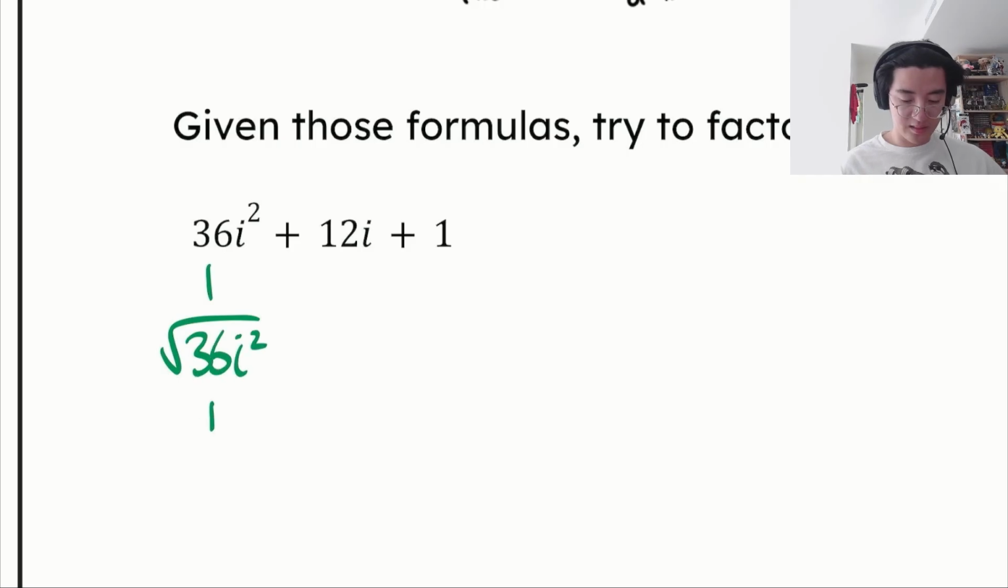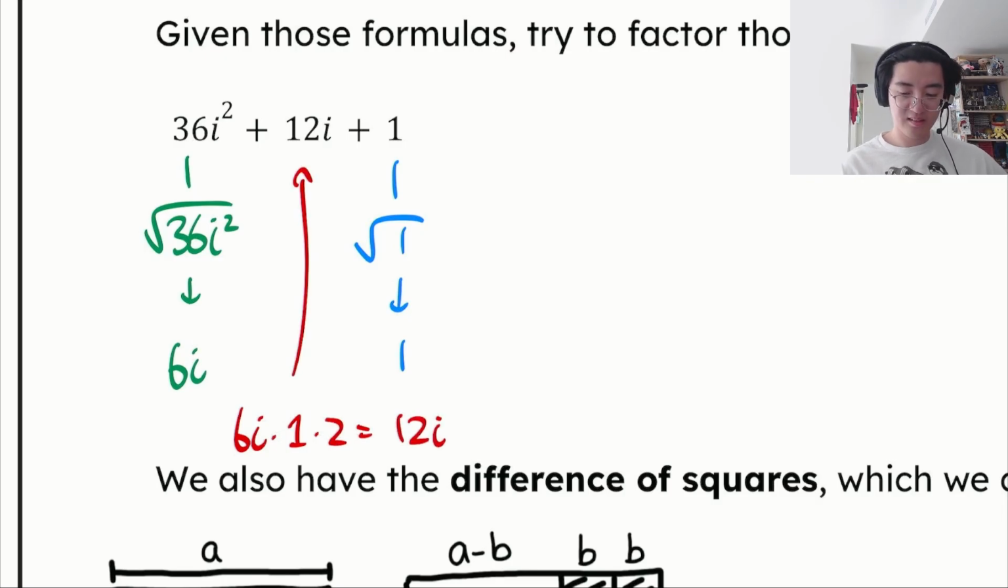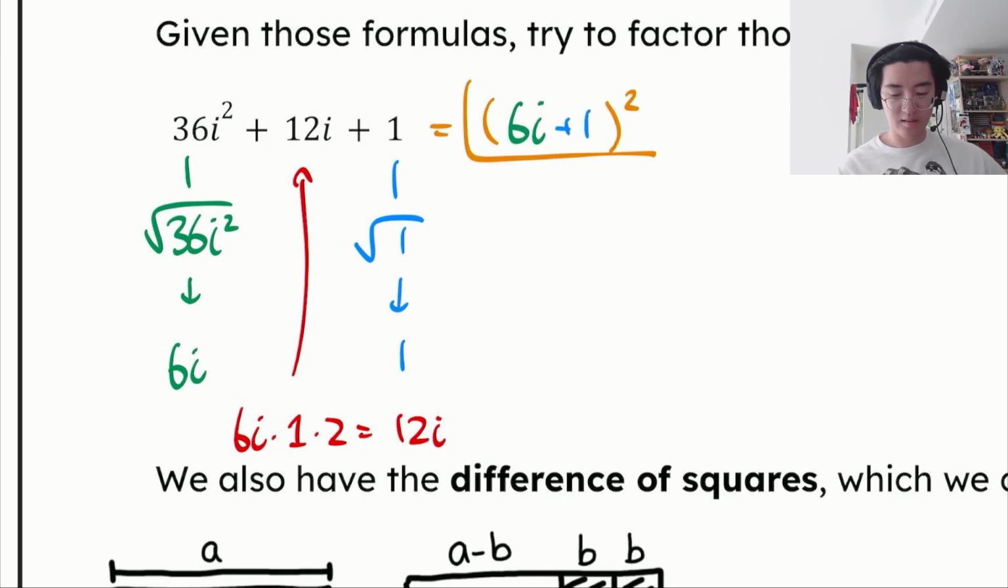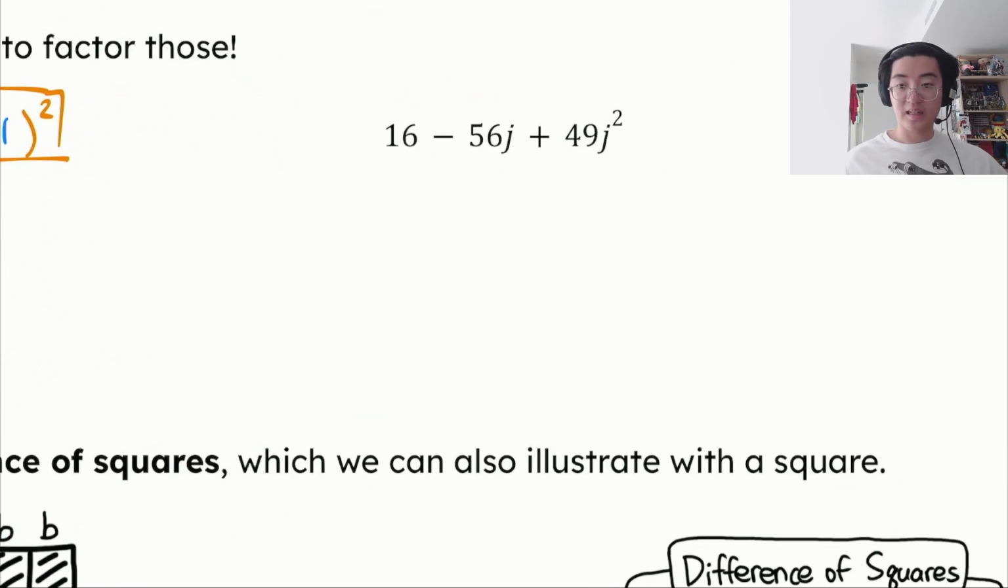Okay, square root this to get 6i, square root of that to get 1, just to make sure the middle one works. 6i times 1 times 2. There's a lot of 12s, I just realized. Right, write down the answer, plus 1 squared. Boom, factored. Quick and easy. Okay, doesn't actually matter what orientation it is. Alright, as long as everything's perfect square.